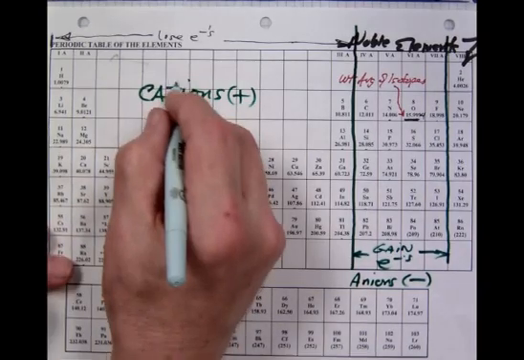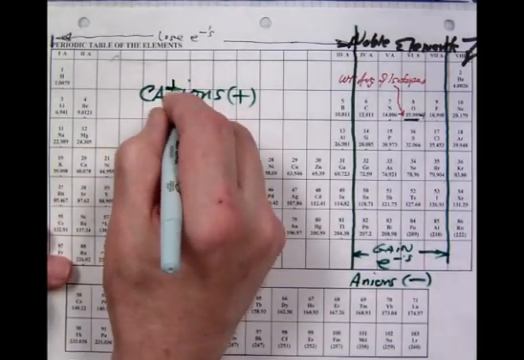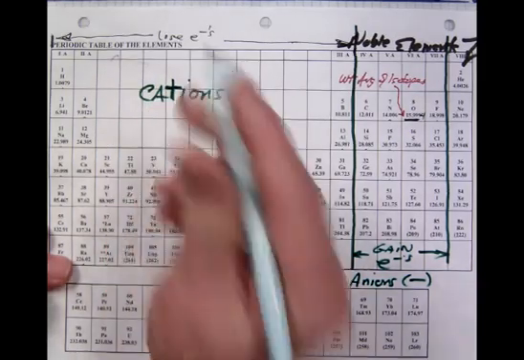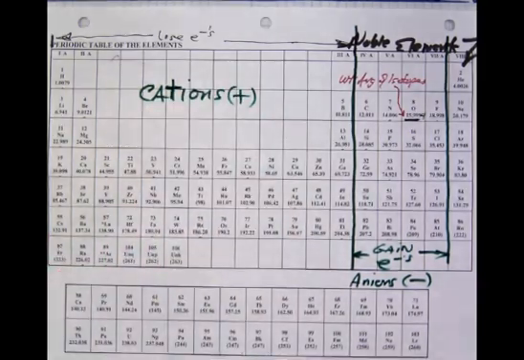If you want to try to remember that, look at cation, it has a T in it, and that's a plus if you kind of stretch it a little bit. So cations are plus, got a T, and anions are the other one. They only have two kinds, so that's easy to remember.